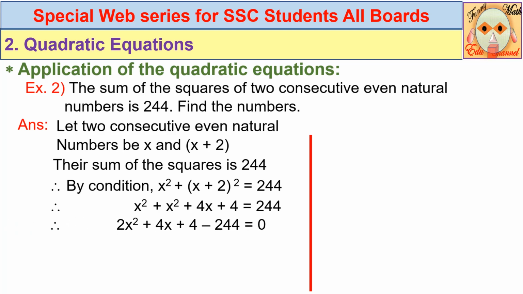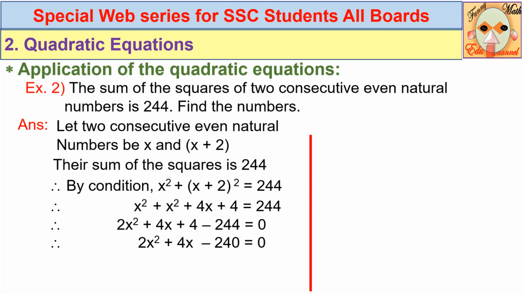First you have to do the square of this one. Square of this one is x square plus twice the product of these two terms, that is 4x, and second term square, that is 4, is equal to 244. So in this way x square plus x square we have 2x square, and 4x as it is, plus 4 as it is. Carry this 244 to the left, so you get minus sign, and on the right you get 0. Now in the next step we simplify, doing the addition of this plus 4 and minus 244, and so we have here 2x square plus 4x minus 240 equal to 0.